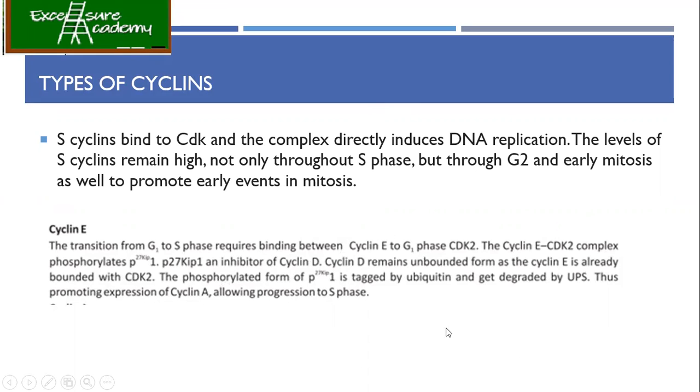Okay. So we know the cyclin E is there, which goes and binds to the CDK2. Now, this complex of cyclin E and CDK2 phosphorylates your P27 kip. Now, what is P27 kip? It's an inhibitor of cyclin D. Okay. So cyclin D remains in unbound form as the cyclin E is already bound with the CDK2. The phosphorylated form of P27 is tagged by ubiquitin and gets degraded by the UPS, that is your ubiquitin proteasomal complex. Thus, promoting the expression of A, allowing progression to the S phase. Okay. So this is how E cyclins are regulated.